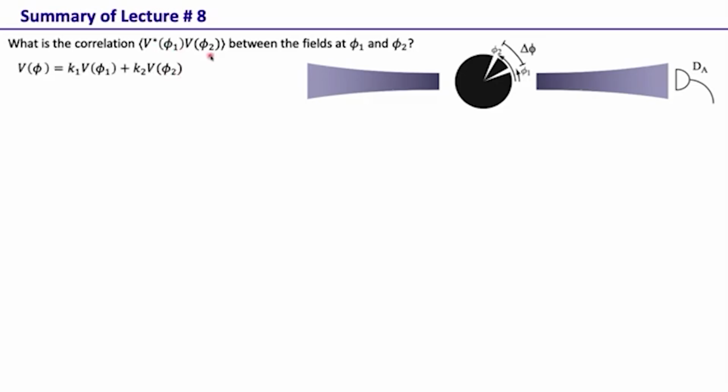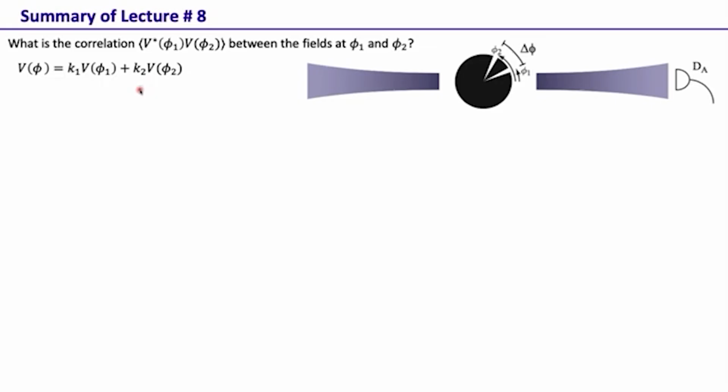Then we saw that the question of what the correlation is between the fields at phi 1 and phi 2 can be answered by considering the field at some point away from this aperture. The field that we collect at any point phi will have a contribution from V of phi 1 and V of phi 2, that means the fields from phi 1 and phi 2. So the field at a point away from this aperture will be a superposition of fields from phi 1 and phi 2. Of course, there are these geometric factors k1 and k2.